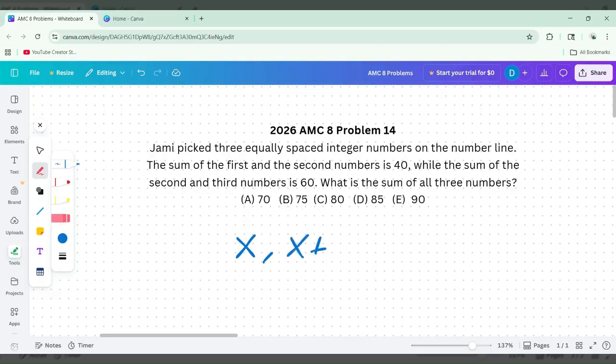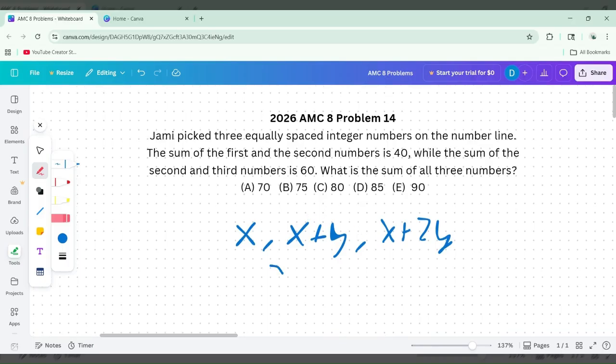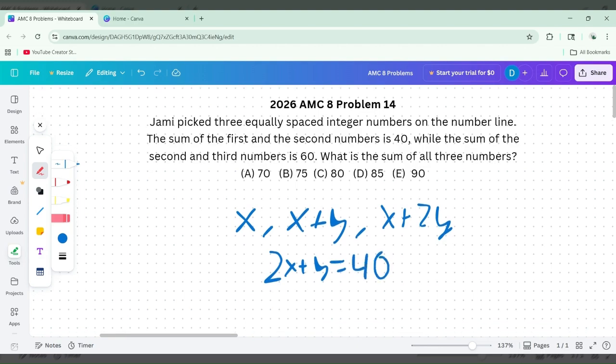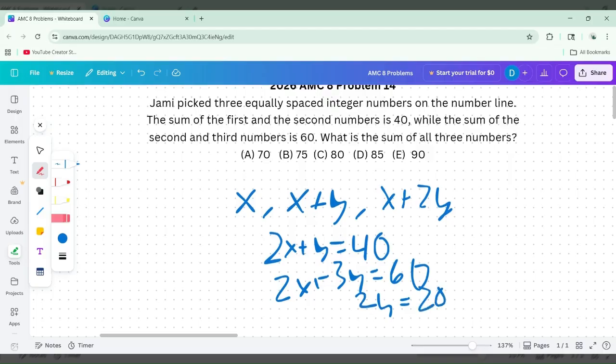Problem 14. So as you see here, we can set the first integer on the left as x because it is the smallest integer. Because they are equally spaced, we know that the second integer is x plus y and the third integer is x plus 2y. Now we have equations because the sum of the first and second numbers is 40. So 2x plus y is equal to 40. And the sum of the second and third numbers is 60. So that means 2x plus 3y is equal to 60. That means 2y is equal to 20, y is equal to 10.